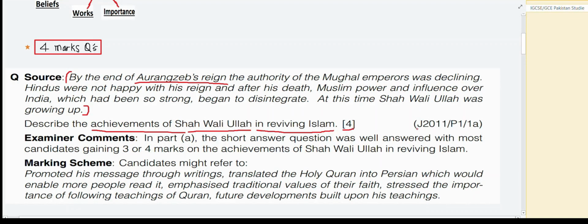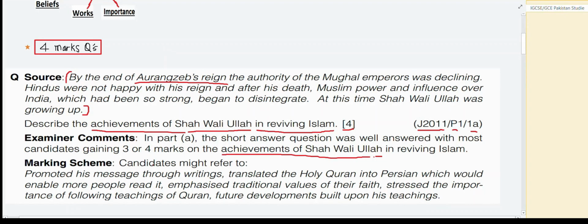It came in June 2011, Paper 1, Question 1, Part A. Let's read the examiner comments. In Part A, the short answer question was well answered, with most candidates gaining 3 or 4 marks on the achievements of Shah Waliullah. What are the achievements of Shah Waliullah in reviving Islam? Basically, his works, his contribution to the revival of Islam. We have to write this in this 4 mark question.